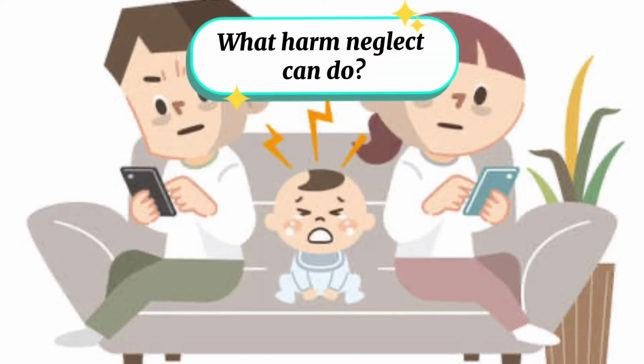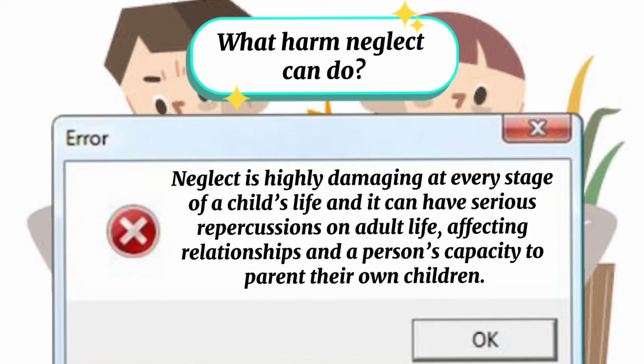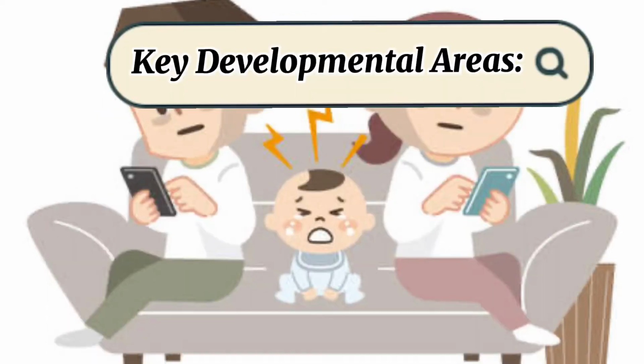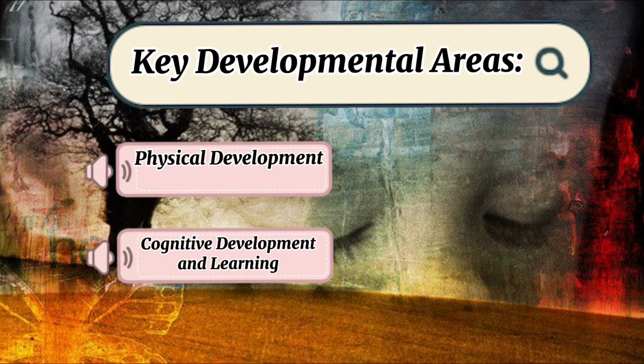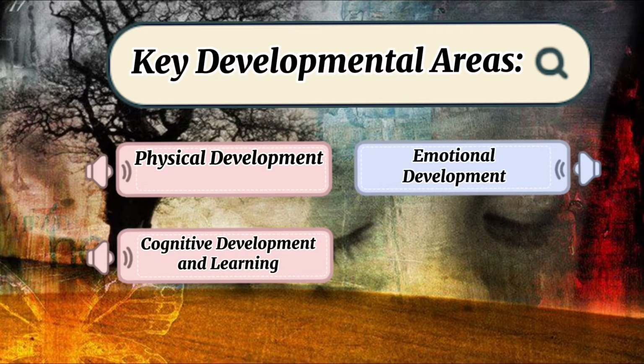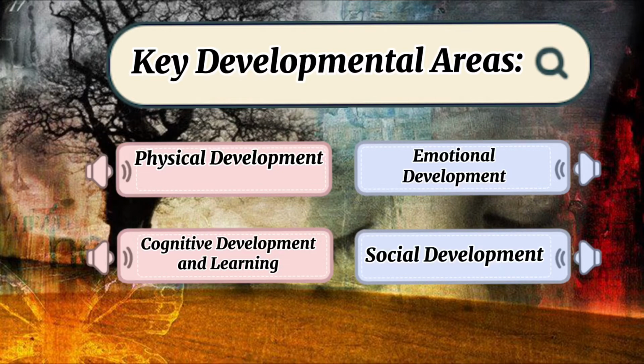What harm neglect can do. Neglect is highly damaging at every stage of a child's life, and it can have serious repercussions on adult life, affecting relationships and a person's capacity to parent their own children. Key developmental areas: physical development, cognitive development and learning, emotional development, social development.